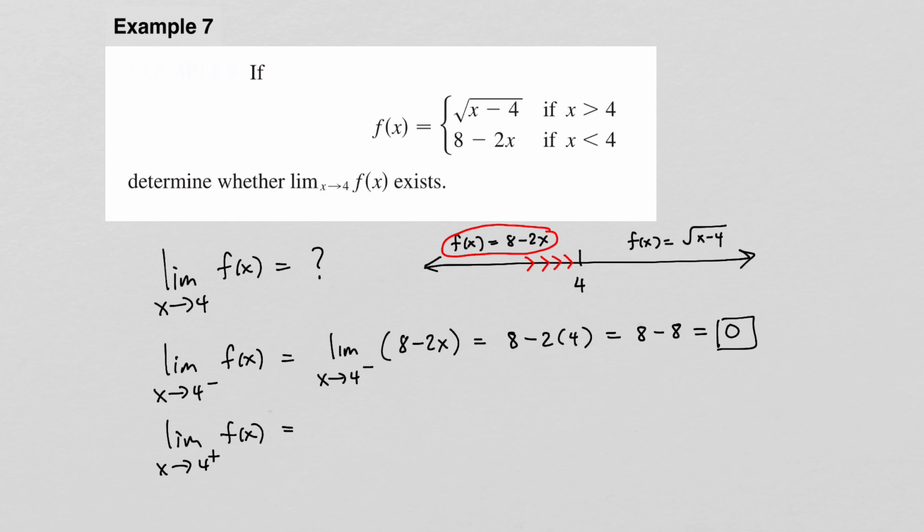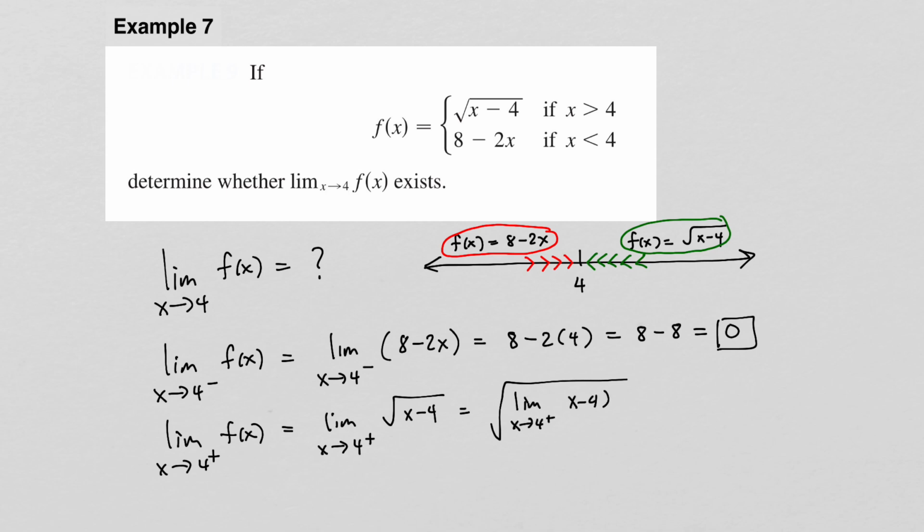The limit as we approach 4 from the right, so if we're approaching 4 from the right, we are over here, which means we are looking at this function. So as we approach 4 from the right, we can rewrite this as the limit as x approaches 4 from the right of the square root of x minus 4. The limit laws allow us to bring the limit inside the square root. And finally, we can evaluate this by simply plugging 4 in for x, and this gives us the square root of 0, which is equal to 0.